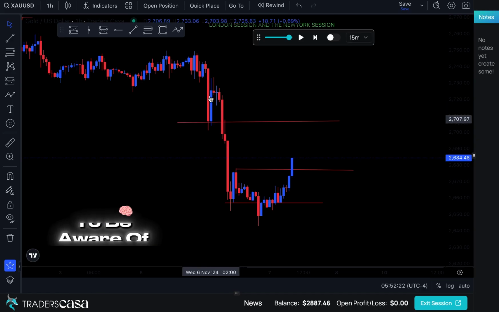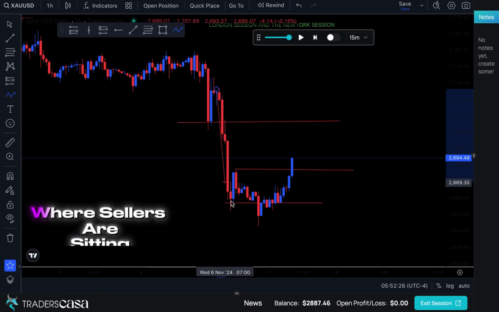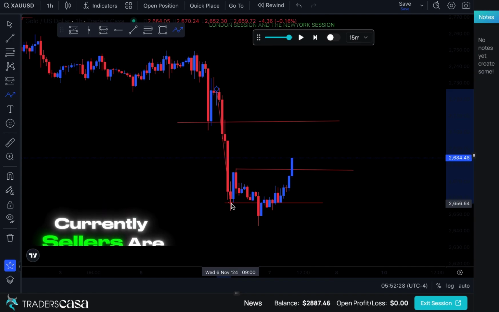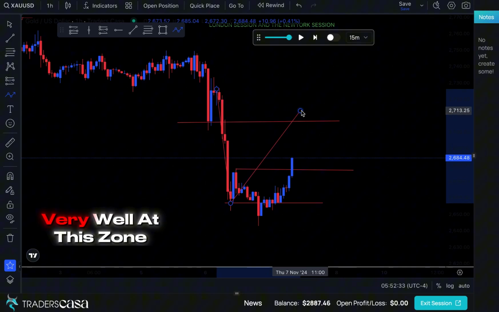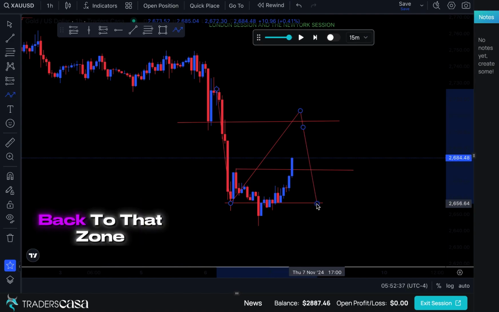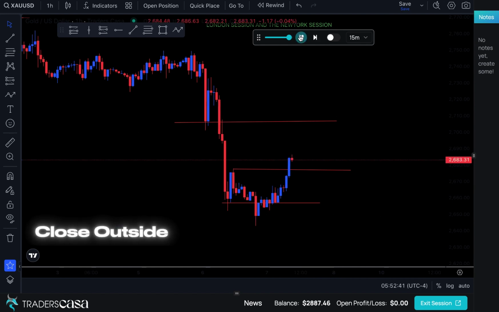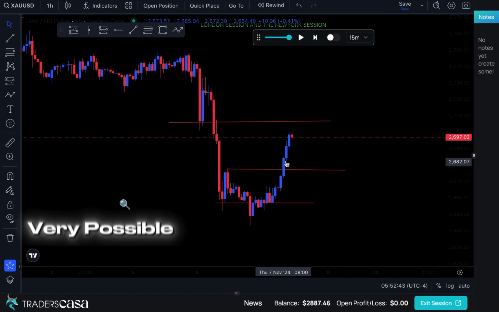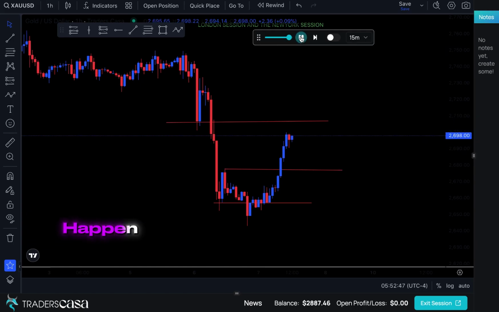And also we have to be aware of this zone, because this zone is a zone where sellers are sitting currently. Sellers are in this zone. You can see that sells happened very well at this zone on the 1 hour time frame. So it's possible for market to come back to that zone for correction and close outside and give us a continuation. Very, very possible for that to happen. So let's watch what is going to happen.